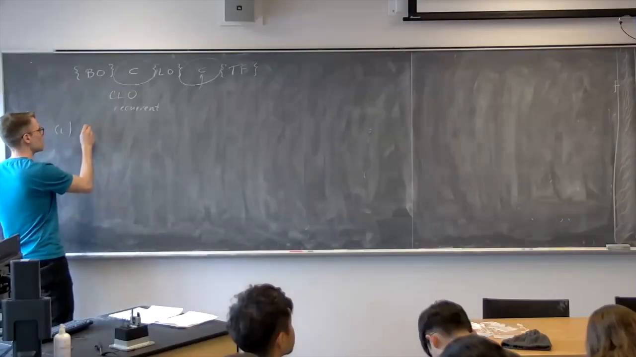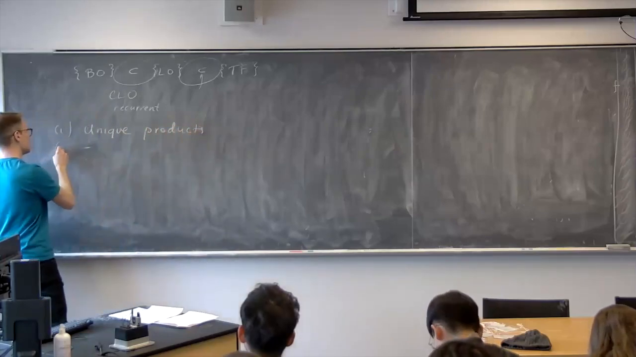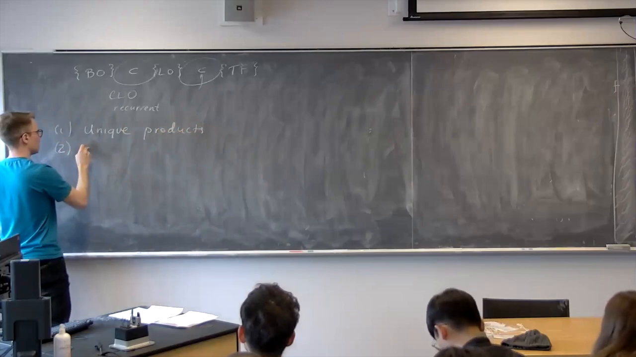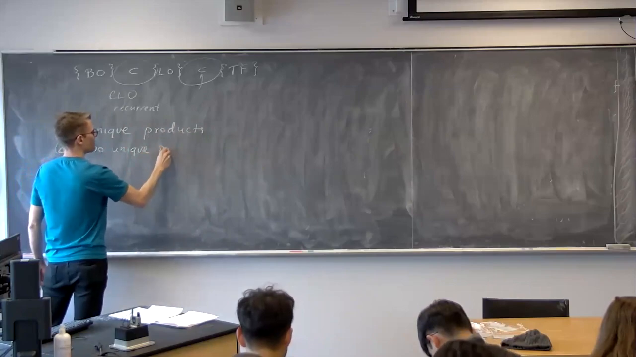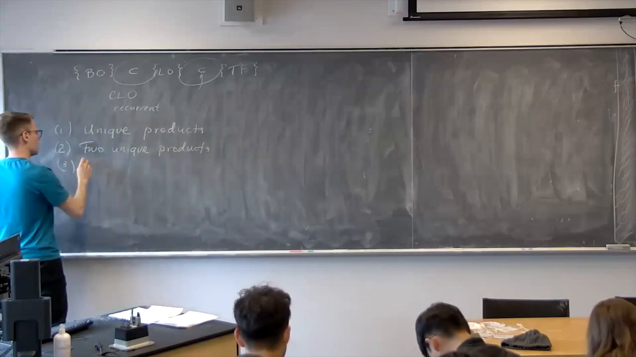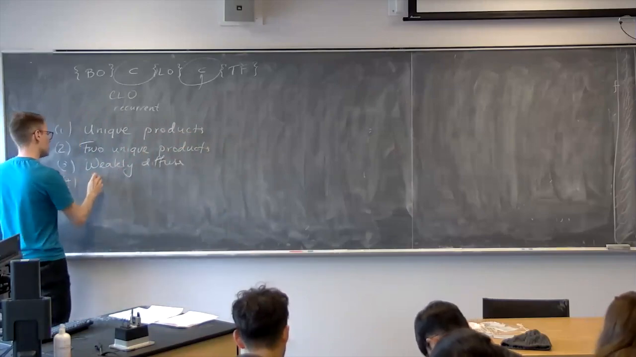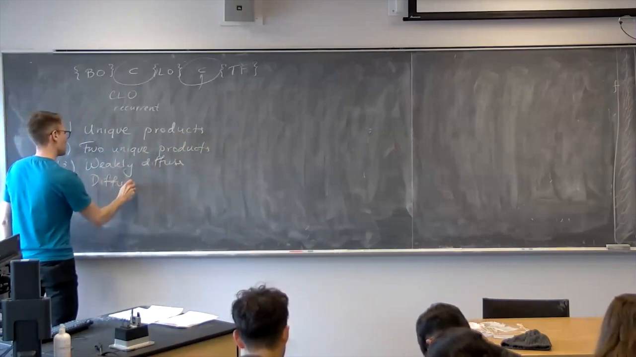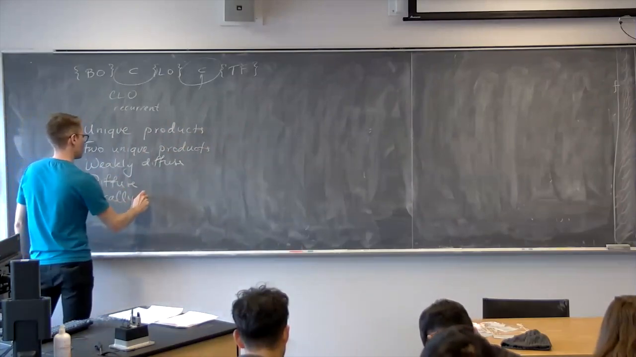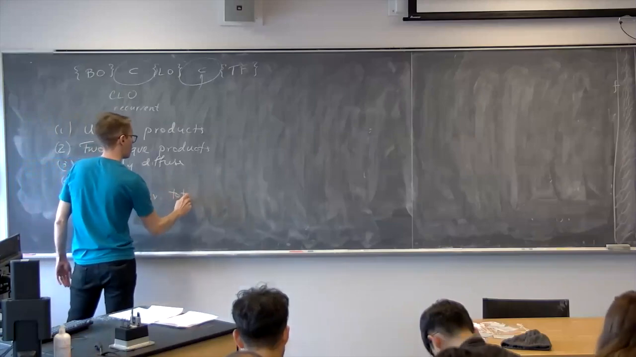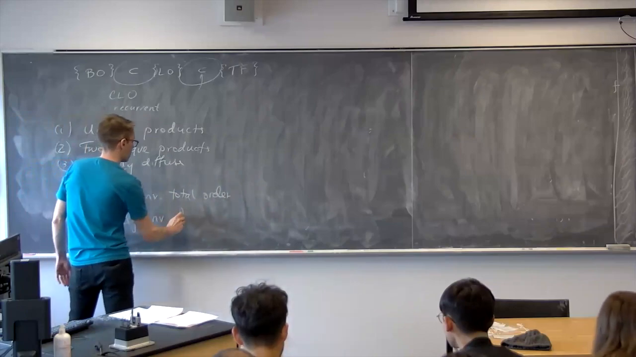And then, so it's the unique product property. So, unique products. Two, unique products. Variation of the first. Three, weakly diffuse, whatever that means. Four, diffuse, whatever that means. Five, locally invariant total order. Six, locally invariant partial order.